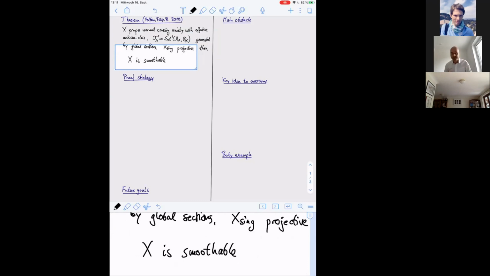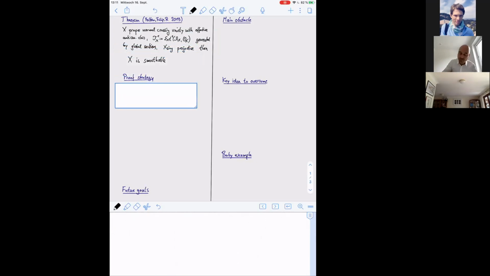Very nice. And let me quickly tell you the proof strategy and then explain why it doesn't apply on the nose in the situations that Andrea told you about. So first, let me say how roughly the strategy of the proof works. The first step is you put a singular log structure on X.